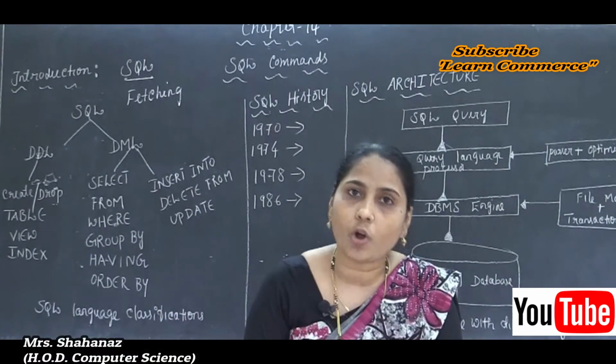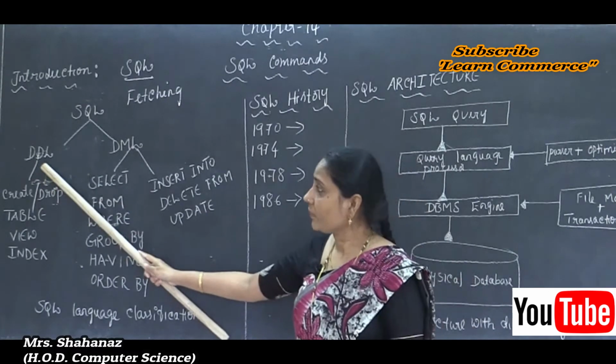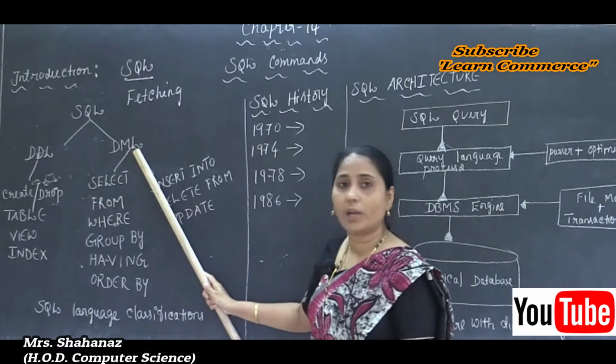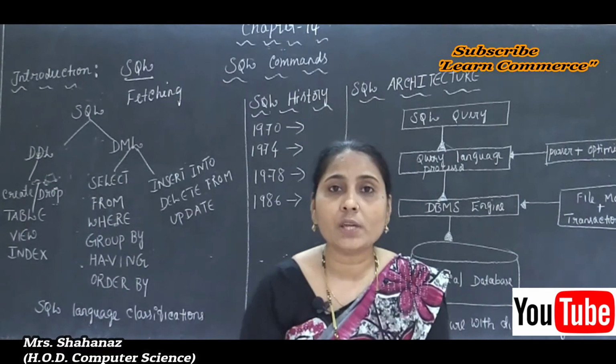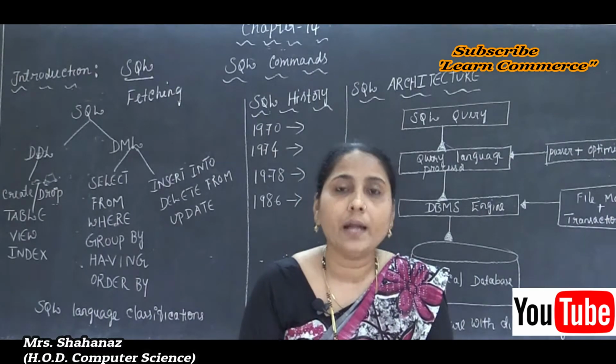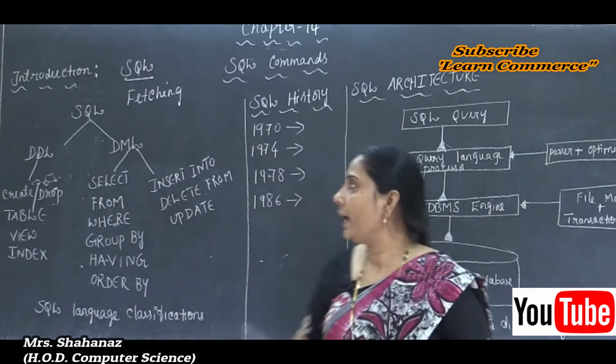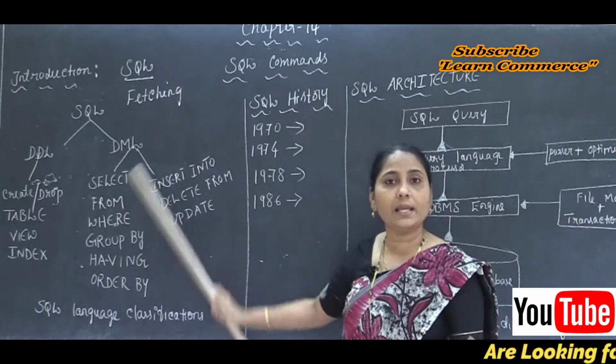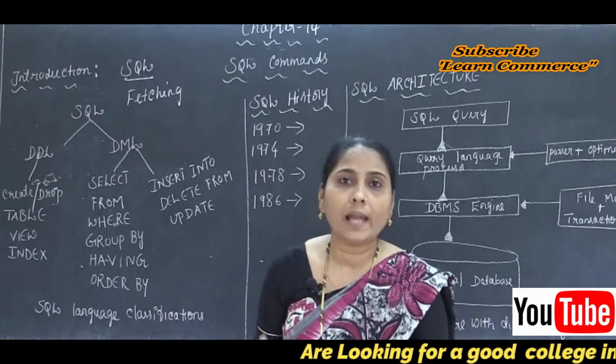Okay, the groups are called the DDL and the DML. So what's the full form of DDL? The full form of DDL is Data Definition Language, and the full form of DML is Data Manipulation Language.